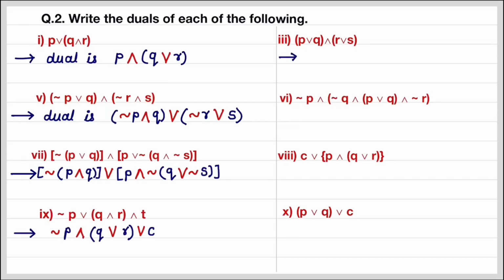Third example is P or Q and R or S. First of all, write the terms unchanged, all statement letters P, Q, R, S. Now replace OR by AND and AND by OR.